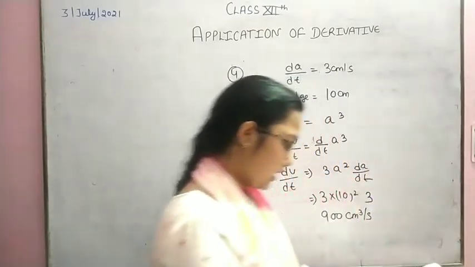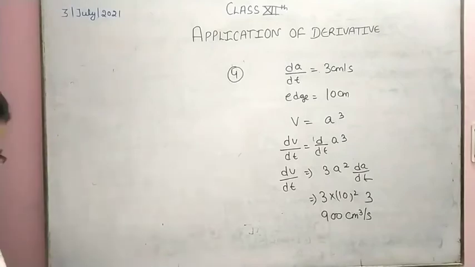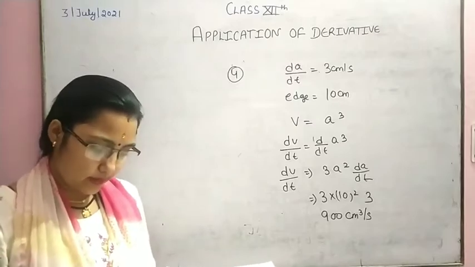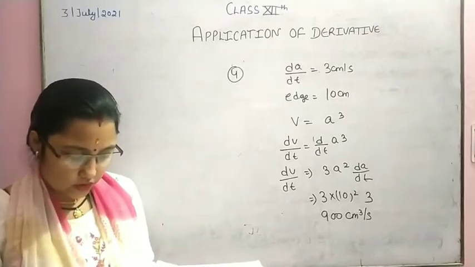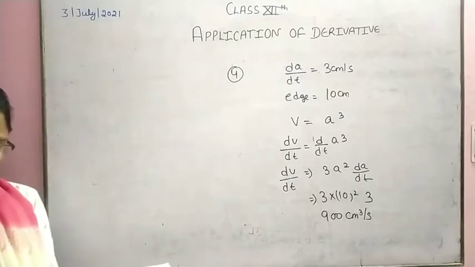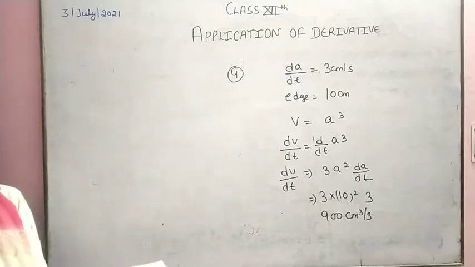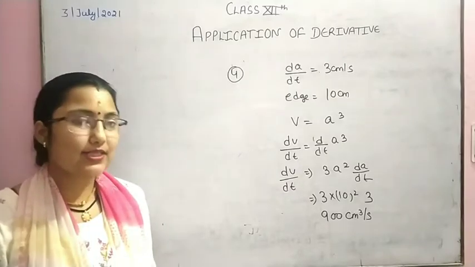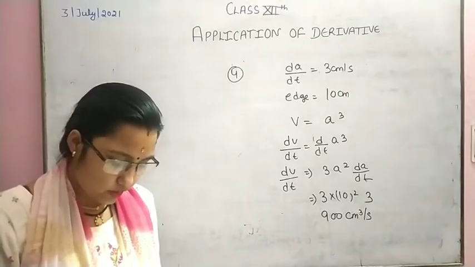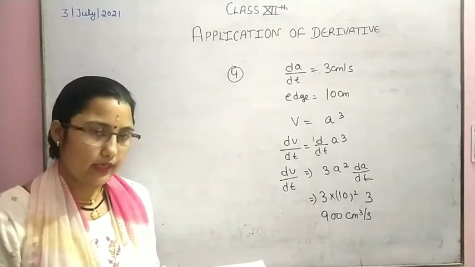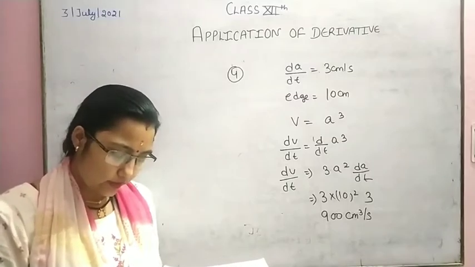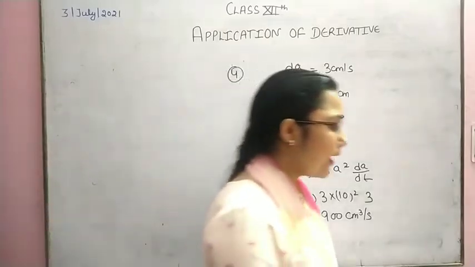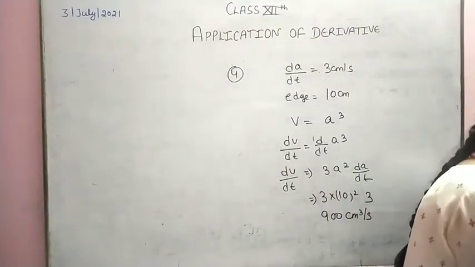Now the fifth question is: a stone is dropped into a quiet lake and waves move in a circle at the speed of 5 centimeter per second. At the instant when the radius of the circular wave is 8 centimeter, how fast is the enclosed area increasing? So in this question, it is given that at the point of radius 8 centimeter, we have to find the rate of change of area. Correct? And it is given that a stone is dropped into a quiet lake and the wave moves in a circle at the speed of 5 centimeter per second.